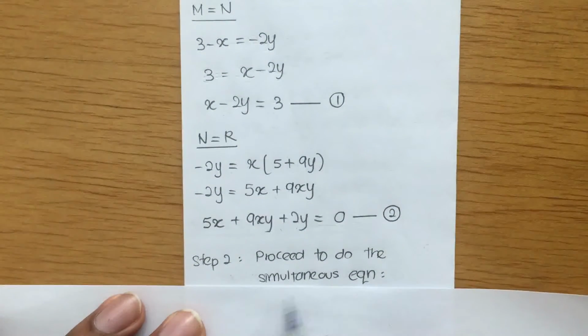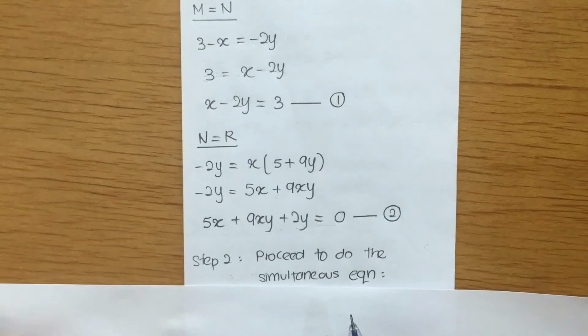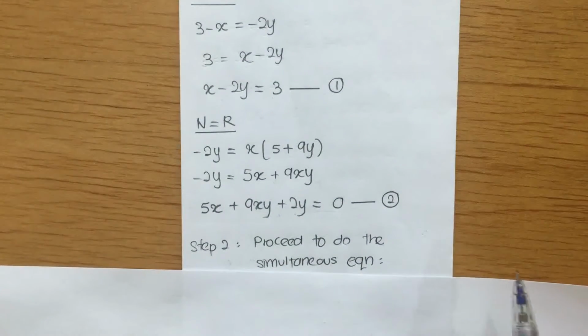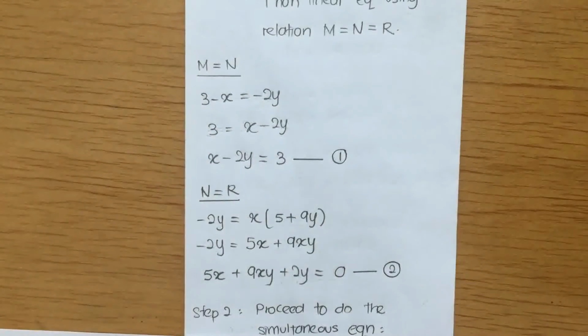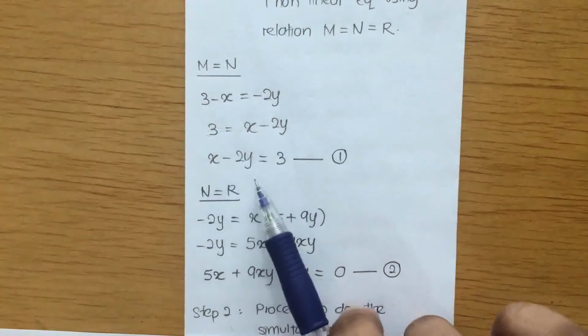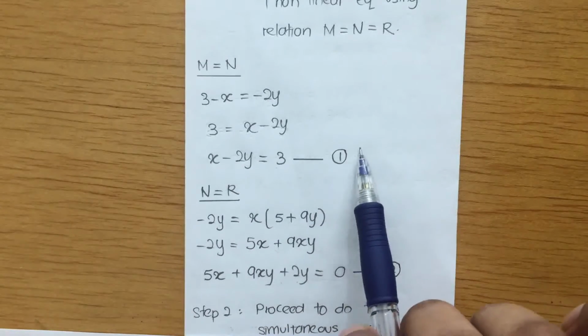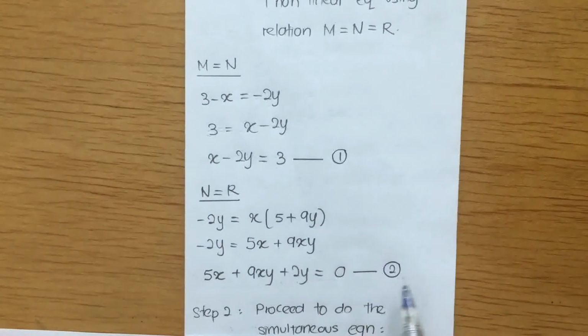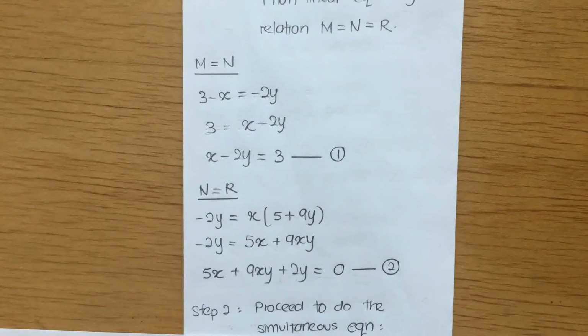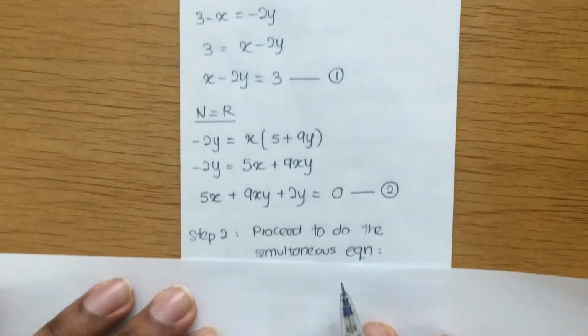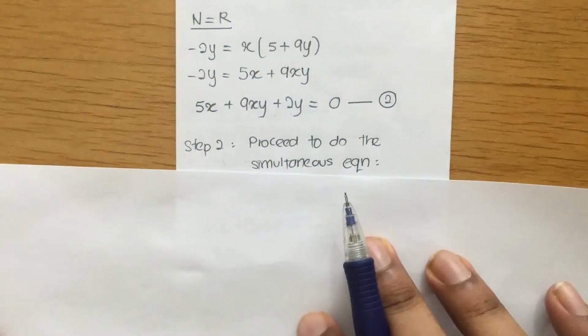Okay, now you can proceed to do the normal simultaneous equation. So how are you going to solve the simultaneous equation? In this case, we're going to use equation 1 to form an equation of x in terms of y, and then that particular equation we're going to substitute inside equation 2. Still don't understand? No worries guys, I'm going to show you the solution now.